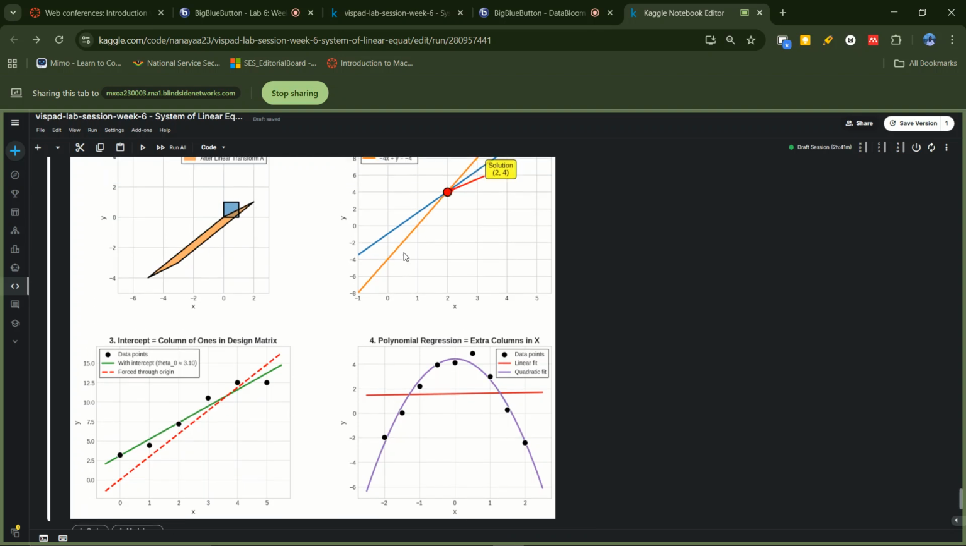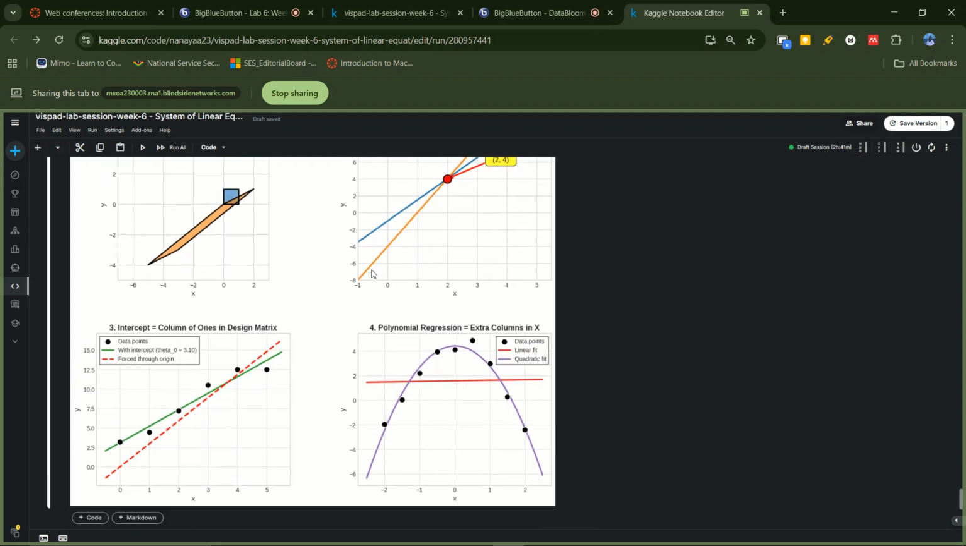And then we have the bottom left, which is the intercept, which is equal to a column of ones in the design matrix. We have your data points with intercept. We have this, and when we try to force the model to pass through the origin, we get this.